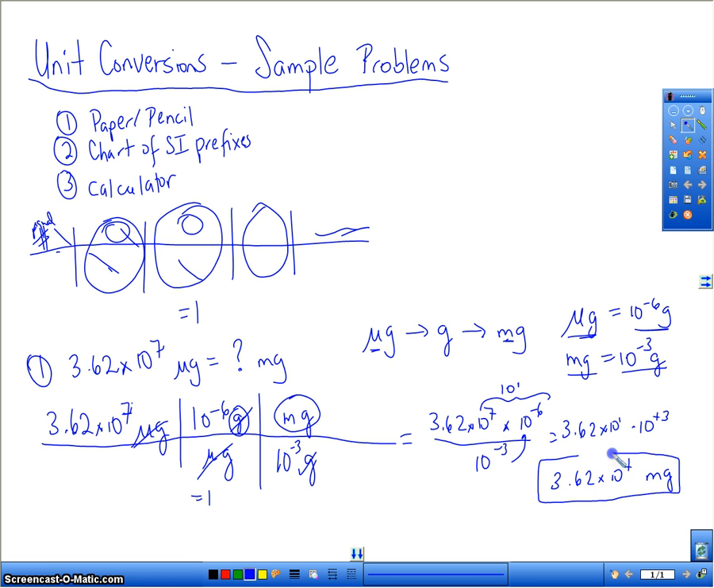Okay? So that's how we do this. If you have a calculator, you can plug it in. You don't have to do it in your head like that. You can just do 3.62 EE 7, and then times 1 EE minus 6, and then divide by 1 EE minus 3. And you would get the same answer. It'll be 36,200, which is the same thing. Okay, so that's the first example.